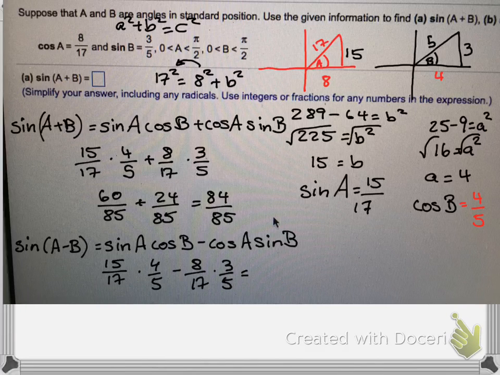For the sine of A minus B, I already wrote down here, we have sine A cosine B, the same formula except with a minus, cosine A times sine B. So 15 over 17 times 4/5 minus 8 over 17 times 3/5 is 60 over 85 minus 24 over 85, which would be 36 over 85.